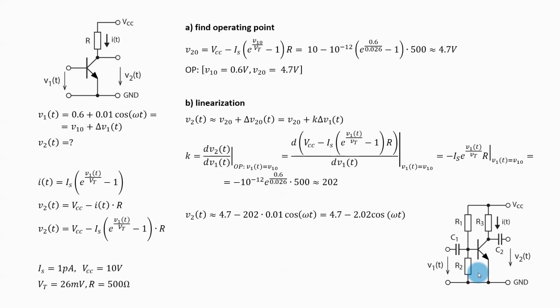Even though if you build this in real life, you would find that this still has some unpleasant temperature dependence. So in real life, we add some operating point stabilizing circuitry into this part of the amplifier circuit.